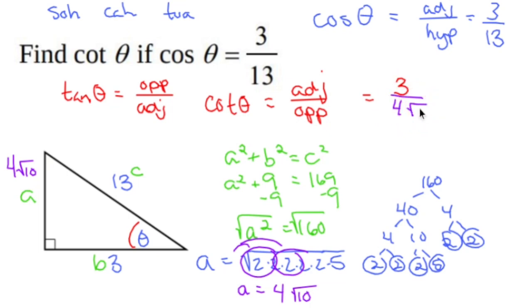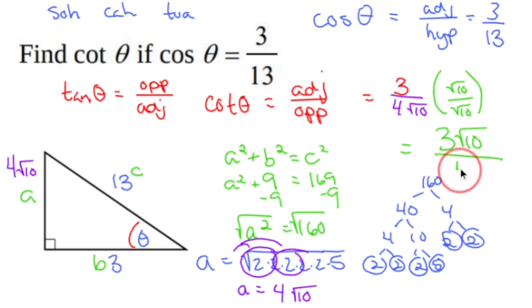Now, before you get all cocky and arrogant, we're not done. We're not done because I'm not allowed to have a square root in the bottom of a fraction. So we multiply our fraction by root 10 over root 10. That gives us 3 root 10. And 4 times root 10 times root 10 is the same thing as 4 times root 10 squared, which is the same as 4 times 10, which is the same as 40. And that's my guy right there. So kind of messy, kind of difficult, lots of fun.